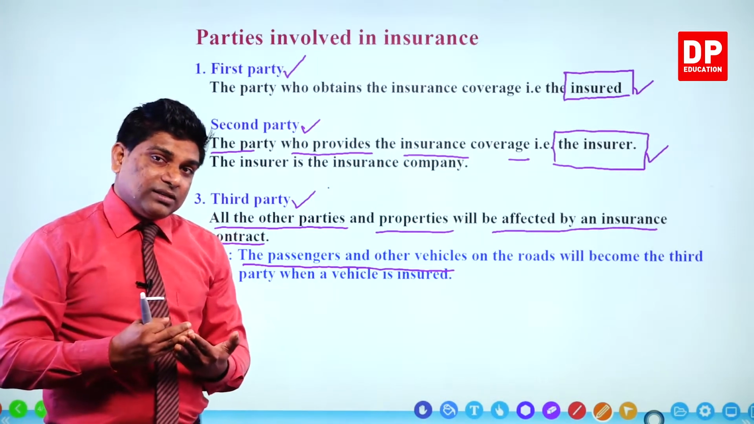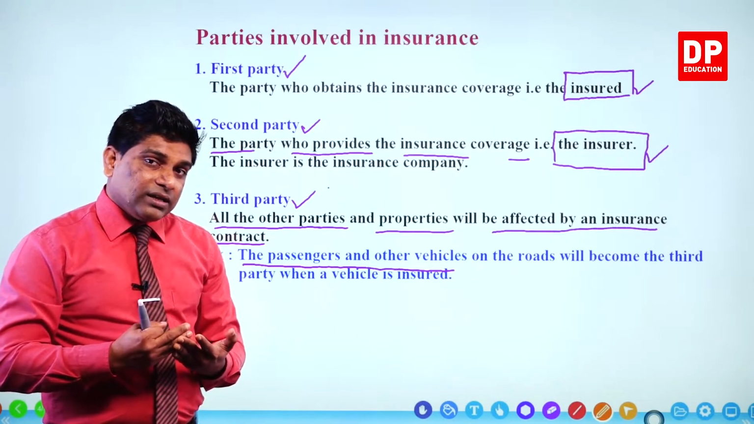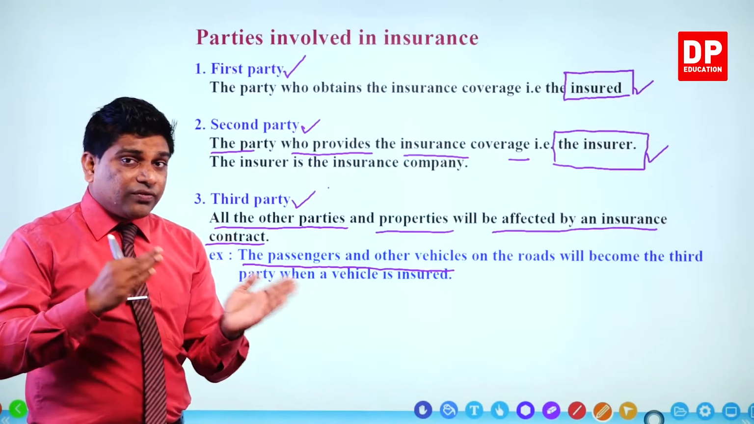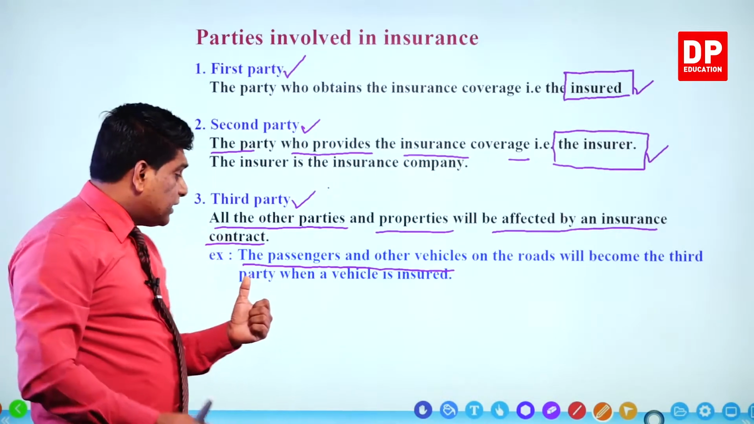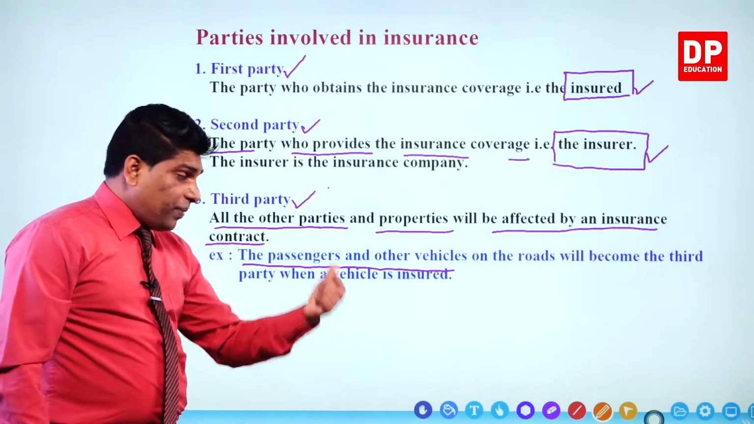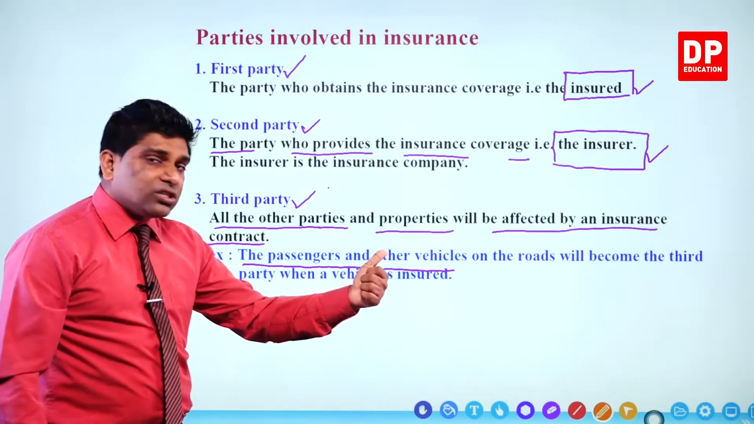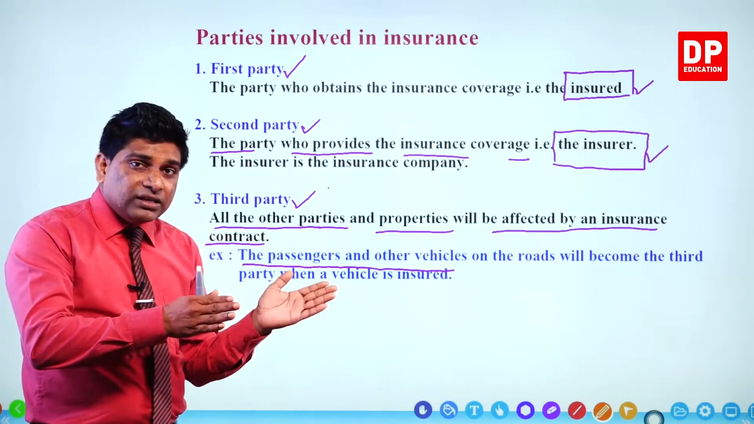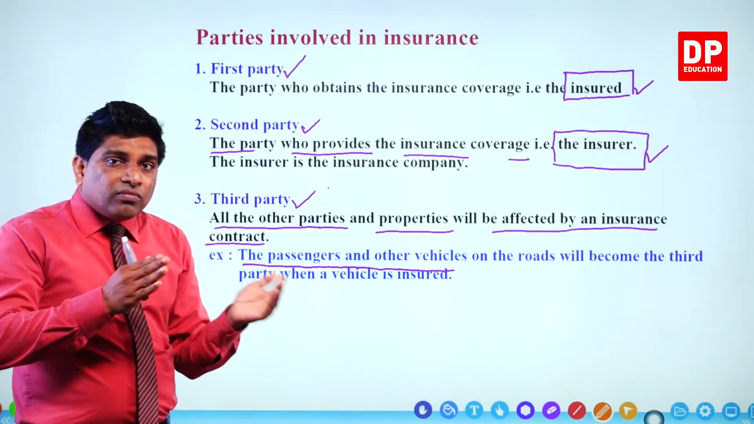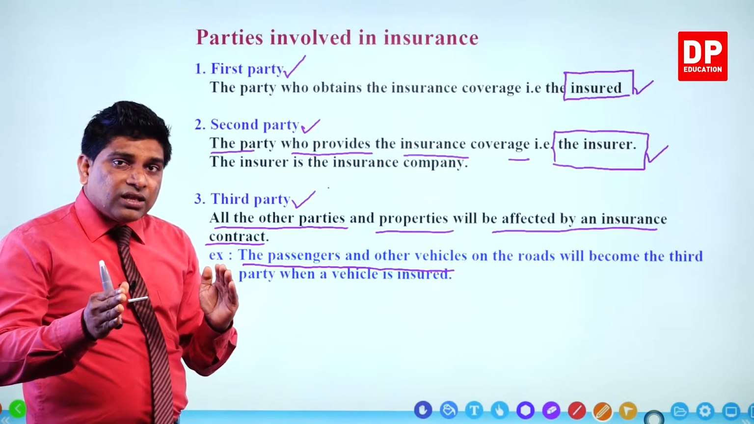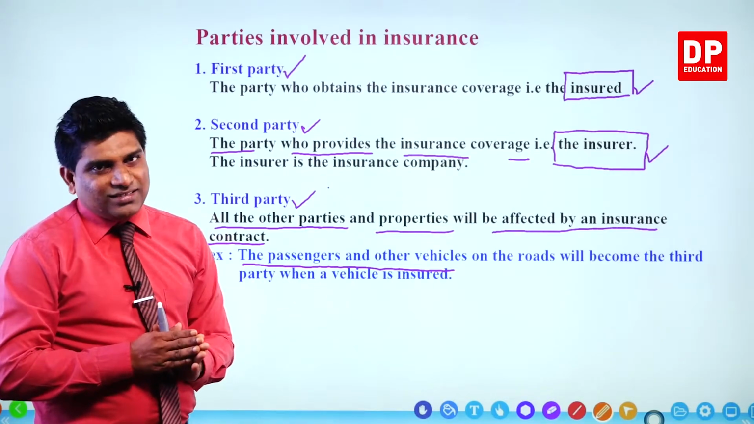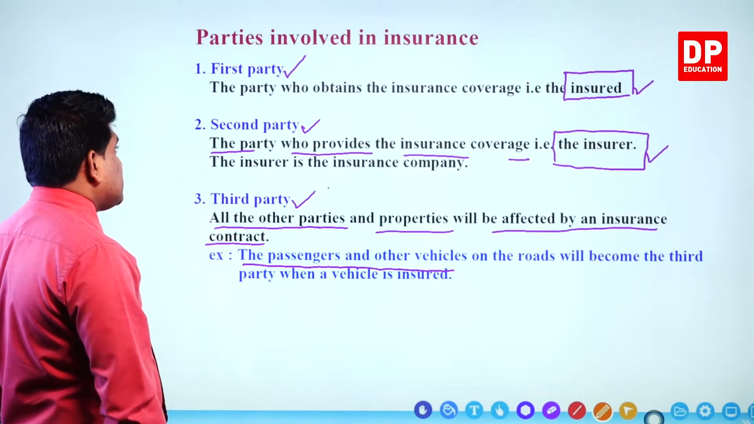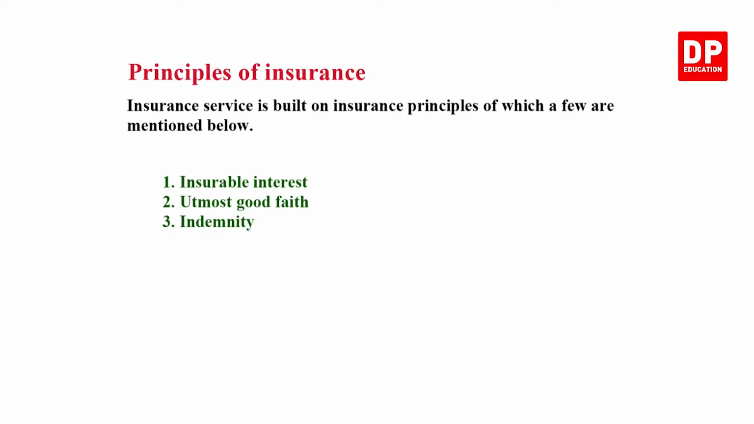Now, third party. Think about property insurance and vehicle insurance. If you get a vehicle insurance policy, all other vehicles and passengers on the roads will become third parties. They are the parties affected by someone's insurance policy. So that party is the third party. Okay, now you know who the parties related to insurance are.